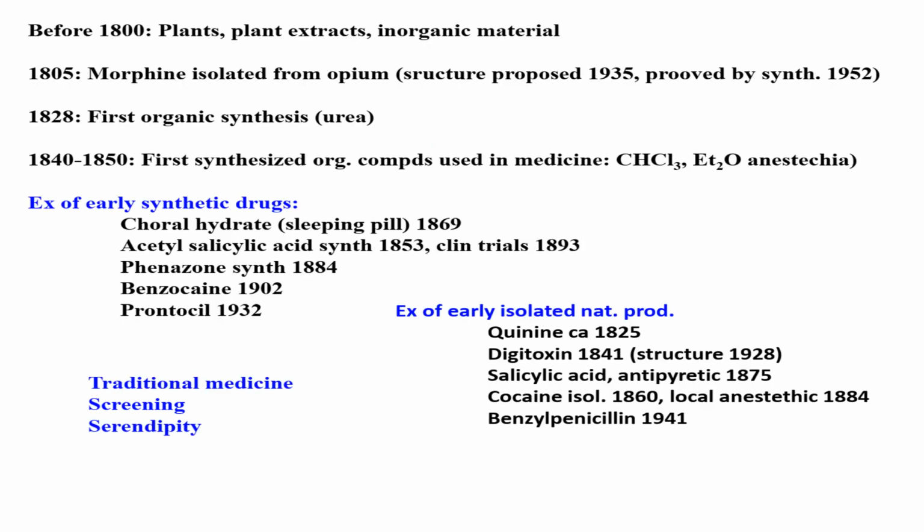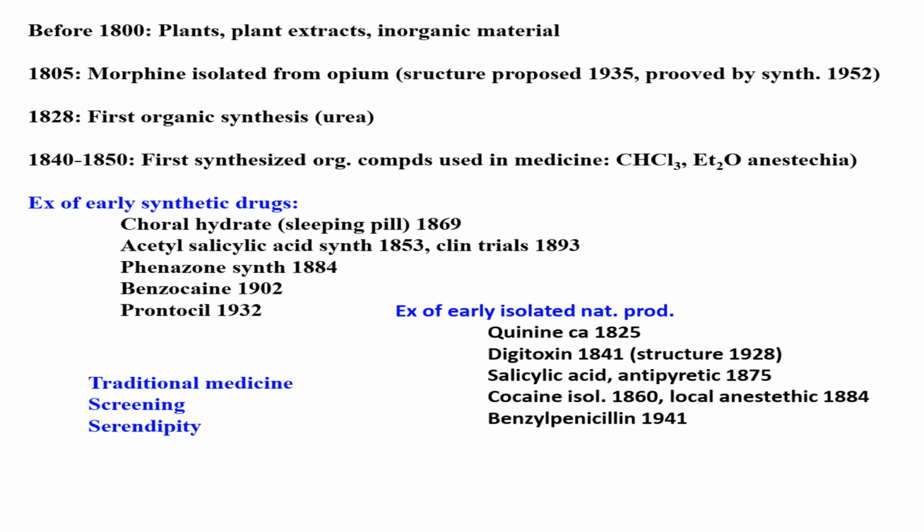So plants as well as plant extracts and inorganic material started to be used for medicine before 1800. However, in 1805, morphine was isolated from the opium tree for the first time, and the structure was proposed in 1935 and approved by synthesis in 1952. Starting from that time onwards, we have used different drugs sourced from plants, microorganisms, and different natural sources.